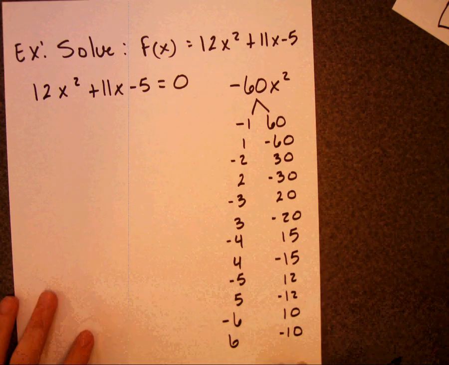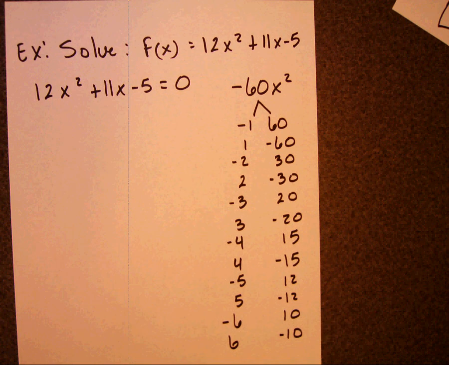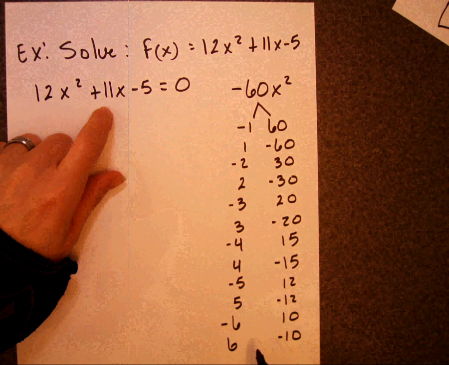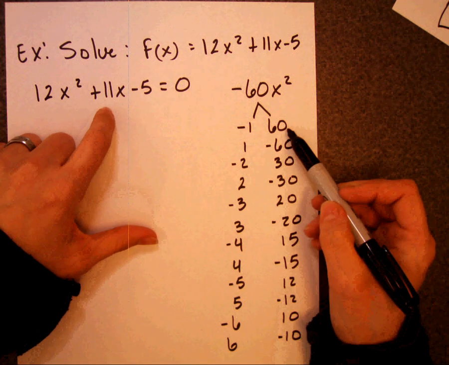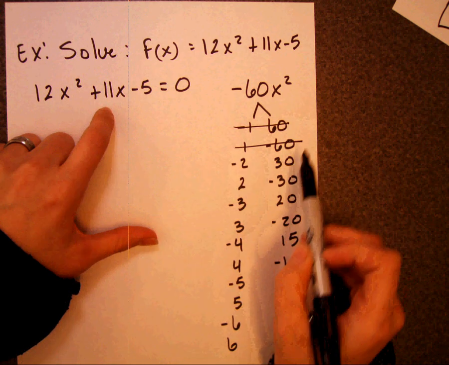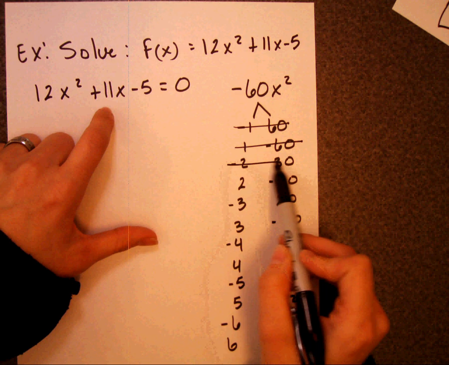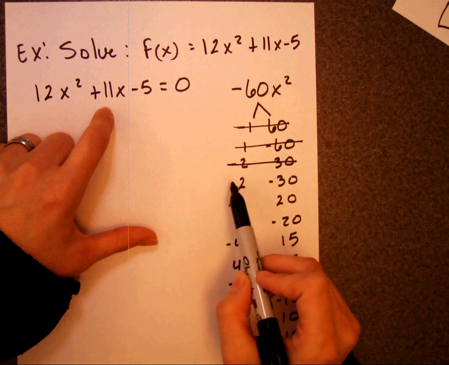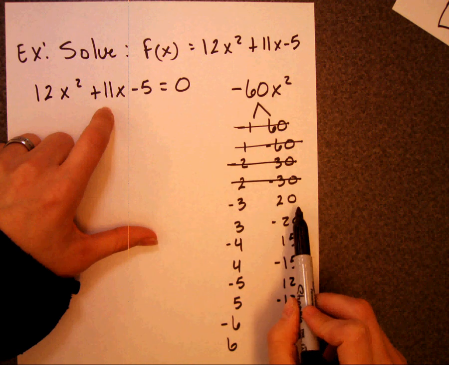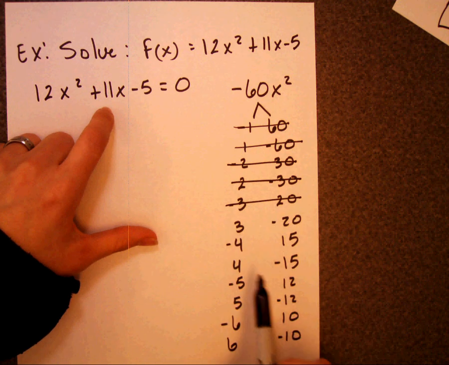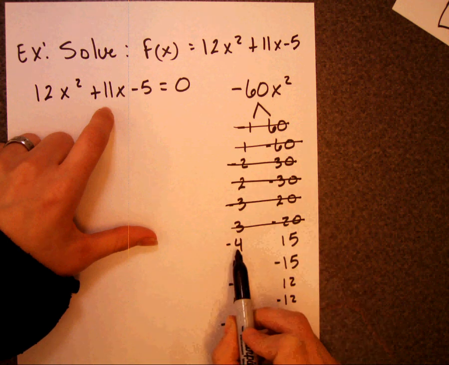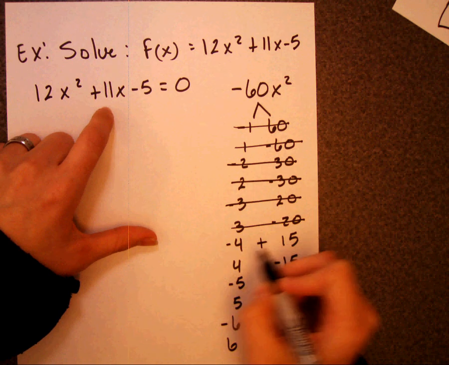And so remember what I'm looking for. I want the pair that when I add them together, I get positive 11. Negative 1 plus 60, that's definitely not positive 11. 1 minus 60, that's not 11. Negative 2 plus 30, that's not 11. 2 plus negative 30, that's still not 11. Negative 3 plus 20, that's 17. I'm getting closer, but still not quite it. 3 plus negative 20, negative 17, so not it. Negative 4 plus 15, negative 4 plus 15 is 11. So these are the two values that I want.